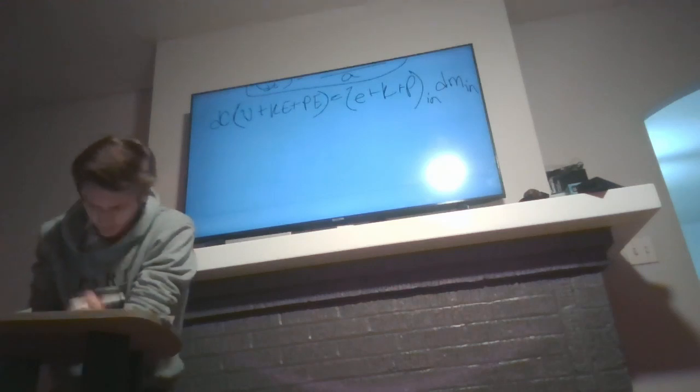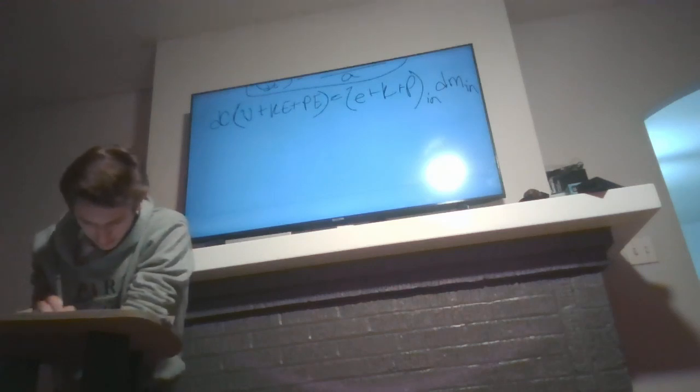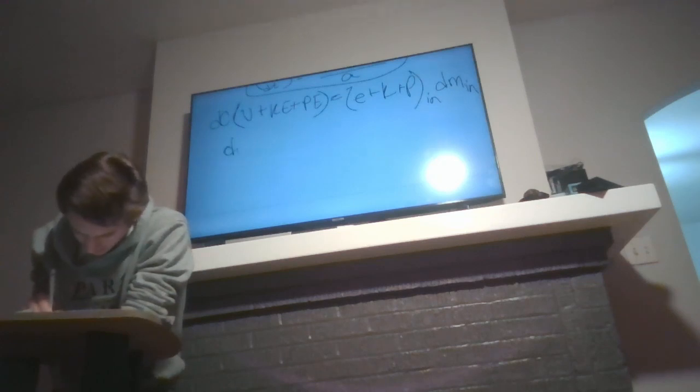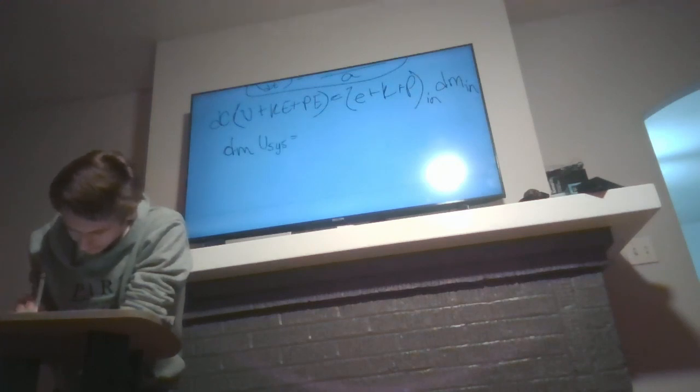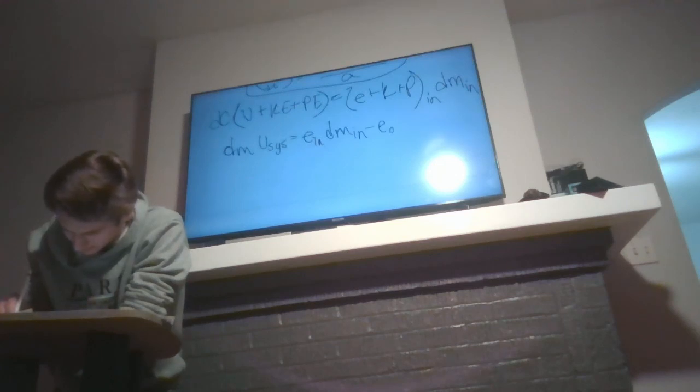So let's simplify that a little bit. So we'll get the energy of the system equals enthalpy in times mass in minus enthalpy out times the dm going out over dt.